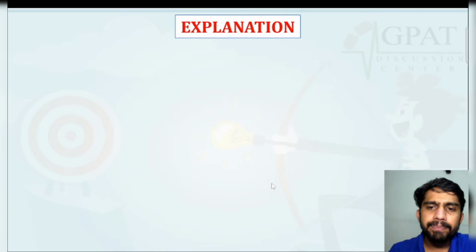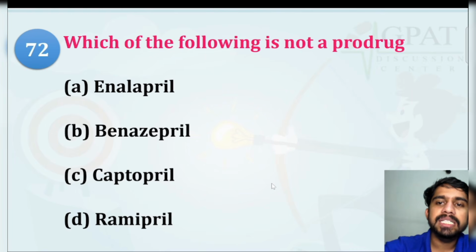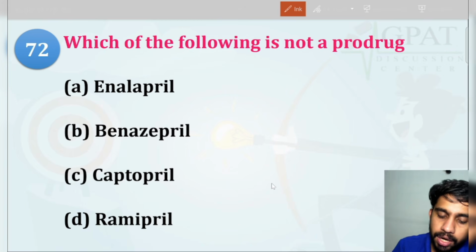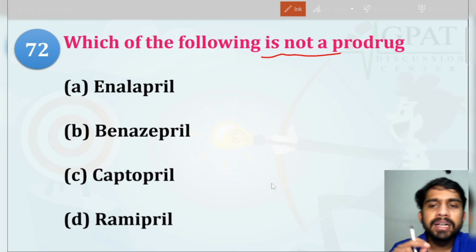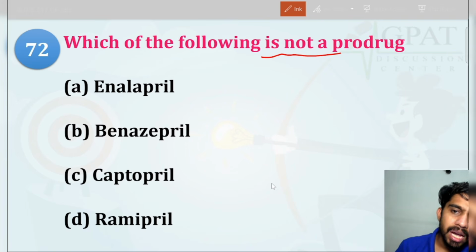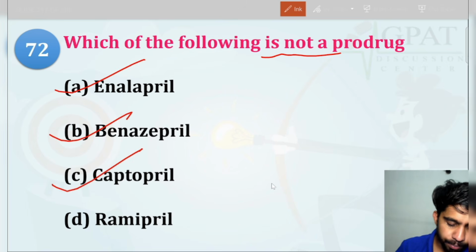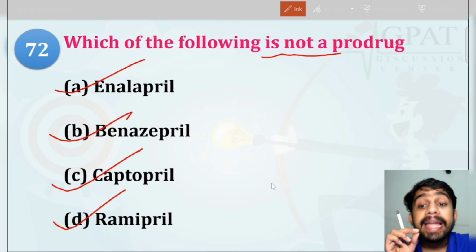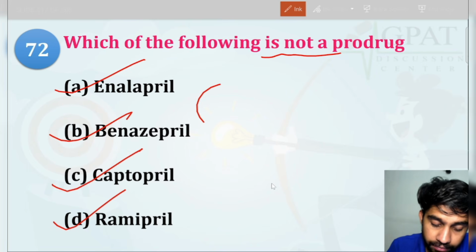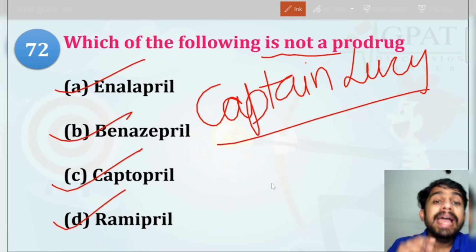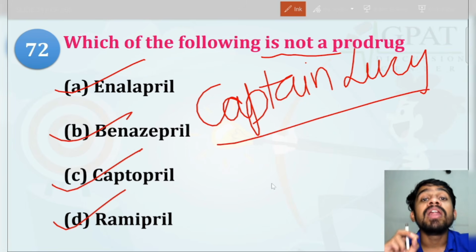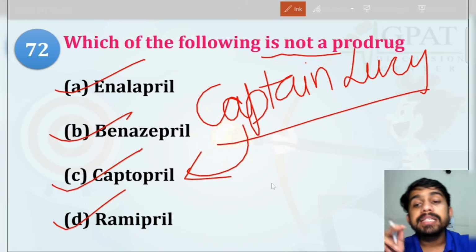Okay. Next question. Question number 72. What is question number 72 saying? Which of the following is not a prodrug? So we have discussed a simple trick. What are the simple tricks? We have discussed enalapril, benazepril, captopril, ramipril. We have discussed Captain Lucy. Except Captain Lucy, all ACE inhibitors are prodrugs. Captain means captopril, Lucy means lisinopril.